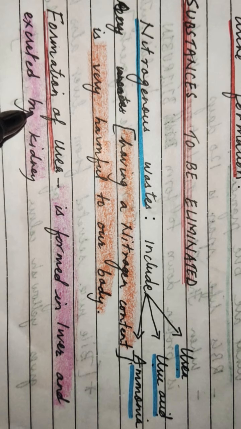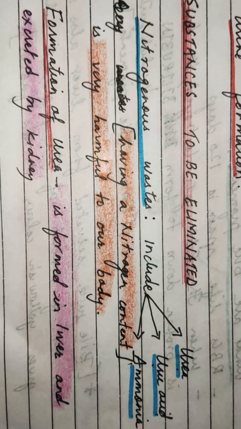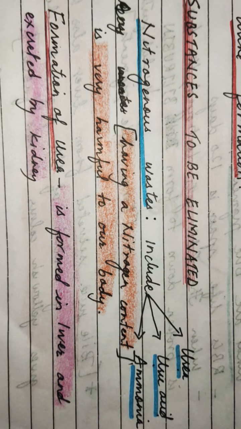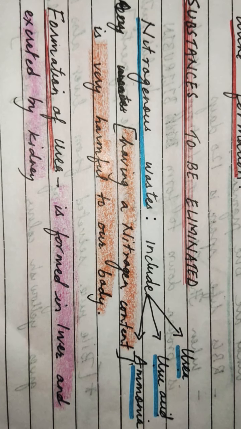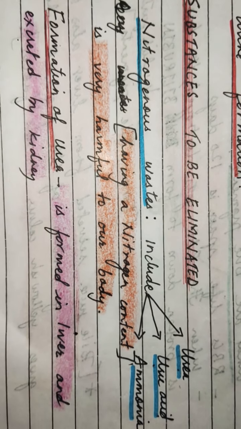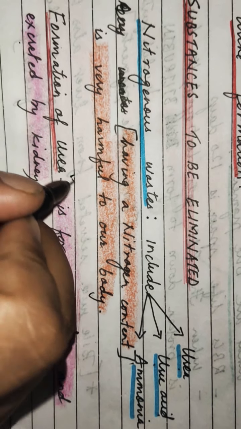Now, regarding the formation of urea, a short type answer is asked. Where is urea formed, and which organ helps in the excretion of urea? It is formed in the liver, and it is excreted by the kidney. The formation of urea is very important for short type questions.